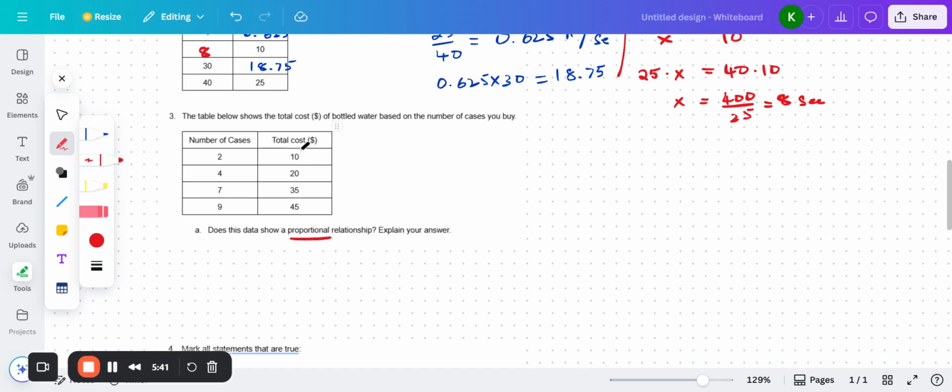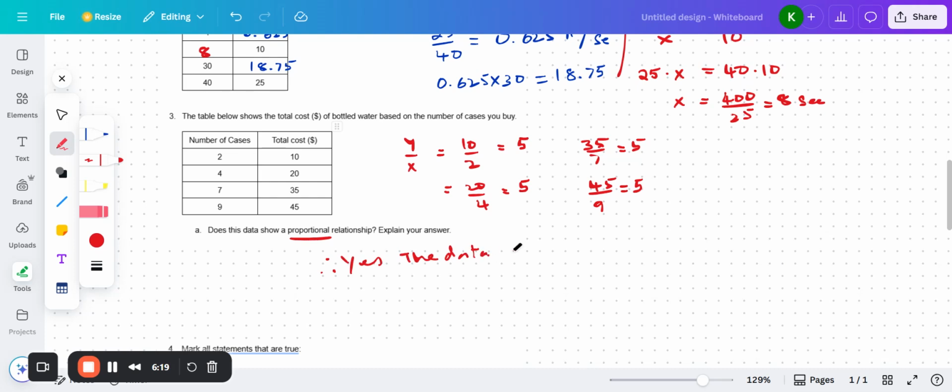So what you do, always divide. The total cost, proportion or not, y over x. Let's do that. 10 divided by 2, which is 5. And then similarly, 20 divided by 4, which is also 5. So you can see that all of them, 35 divided by 7, that is 5. 45 divided by 9, that is also 5. So all of the times it's the same number. So the proportion is the same. Yes, it is. The data is proportional. Okay, that's how you decide it.